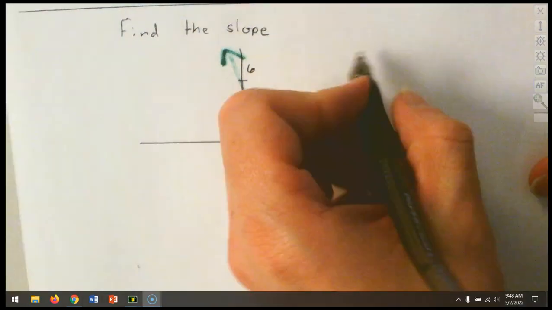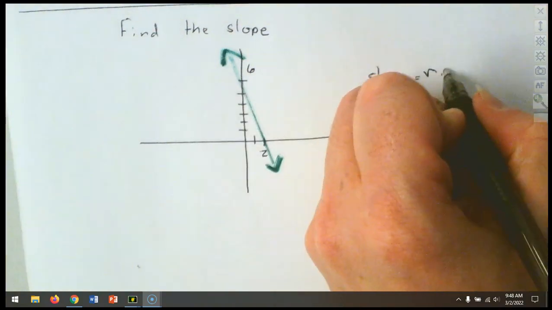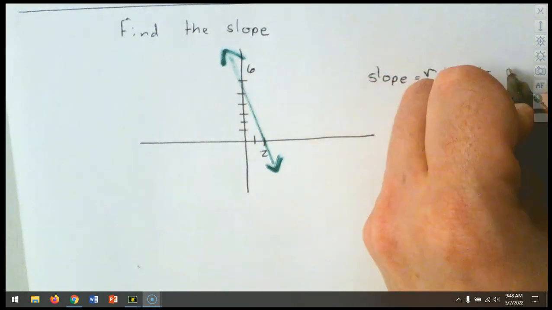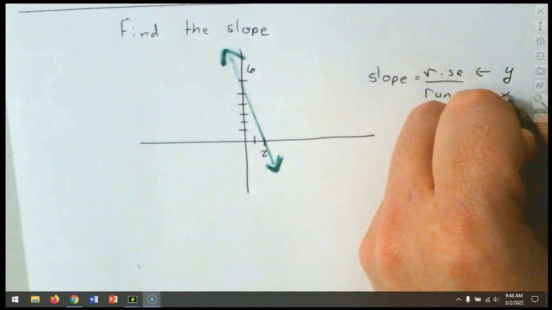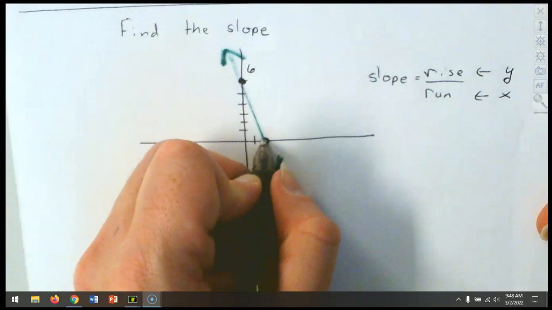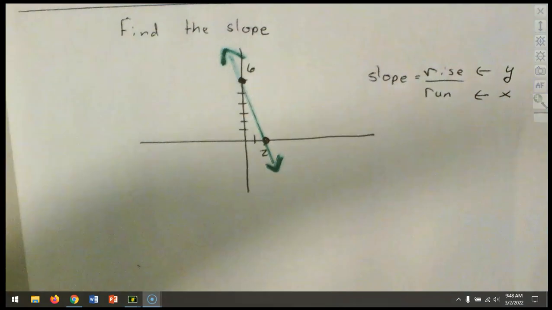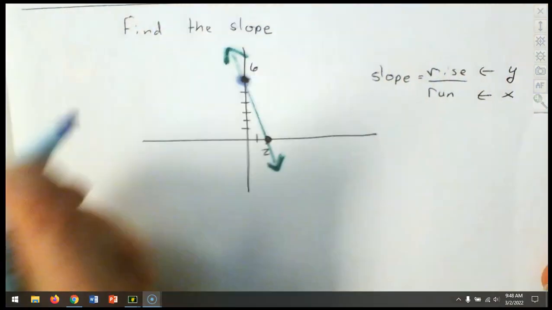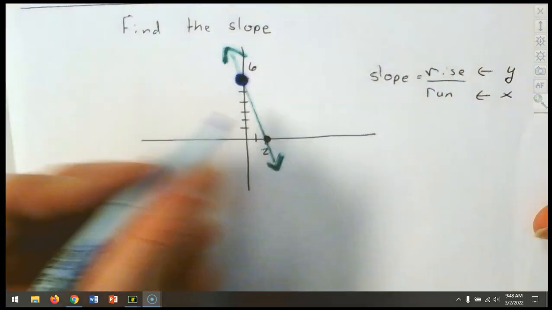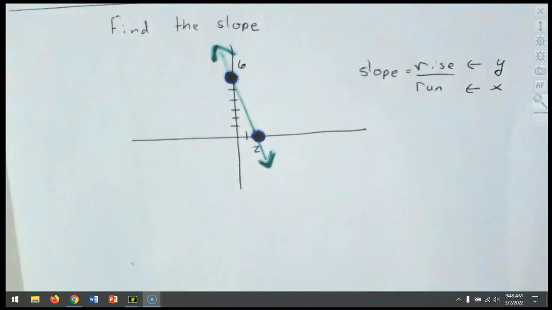What does the slope mean? The slope is rise over run. And so that again is y over the x. Now what we're going to do is we're going to go from one point to the other point. So we're going to go from this point right here to this point right here. Now, we can only go up, down, left, right.